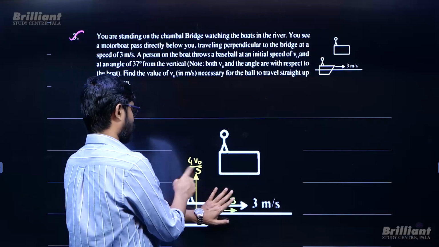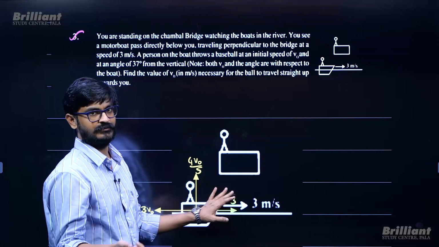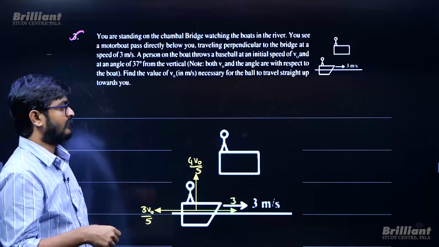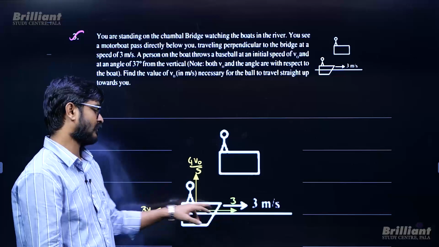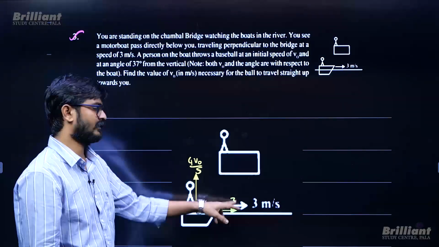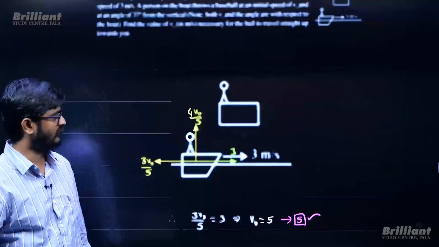Now this is the velocity with respect to the boat. With respect to the ground, it is the velocity of the boat plus the velocity with respect to the boat. Now with respect to the ground, this should travel in the vertically upward direction. The meaning is that the net horizontal component for the ball should be 0. So these two should cancel. 3 v0 by 5 equals 3. From there you will get v0 is 5. That's a straightforward question, right?